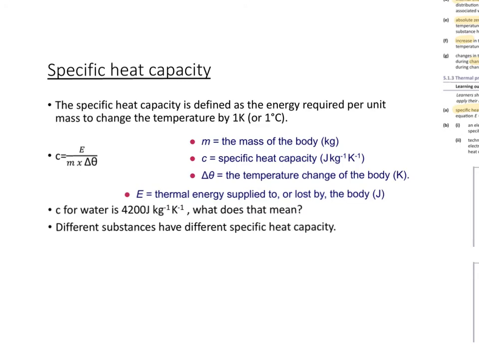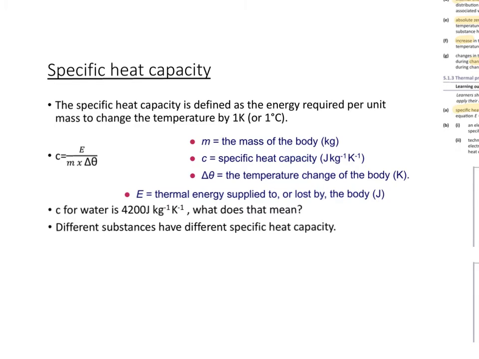The specific heat capacity is defined as the energy required per unit mass to change the temperature by 1 Kelvin. It's quite simple, actually. It's how much energy do we need to provide, let's say, water to increase the temperature by 1 degree Celsius for 1 kilogram of water, for example.